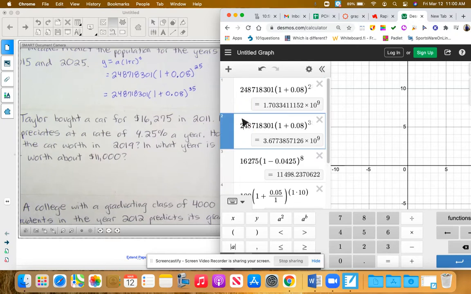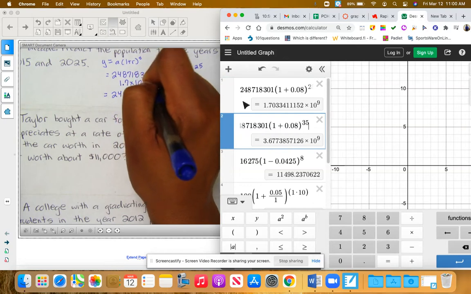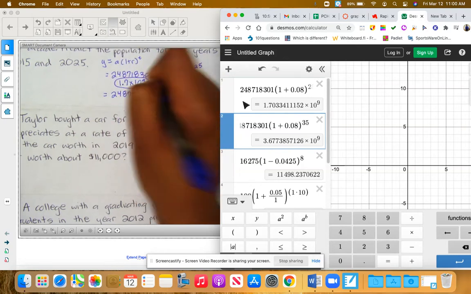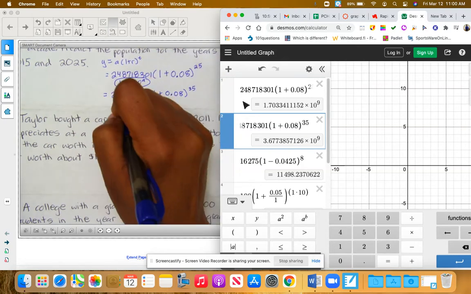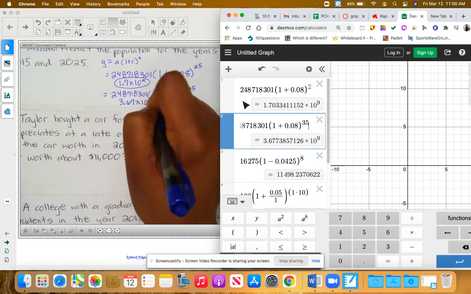So the numbers are so big, past the billions and the jillions, past that. It's a really big number. But these are the correct answers because we typed them in Desmos. So for the first one, I'm going to say 1.7 times 10 to the 9th. And for the second one, I'm going to say 3.67 times 10 to the 9th.